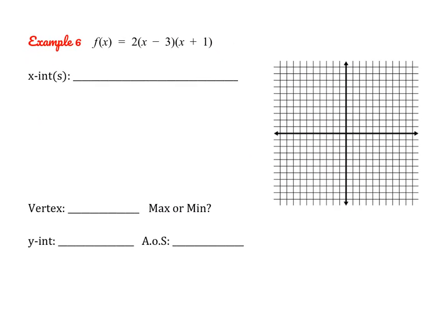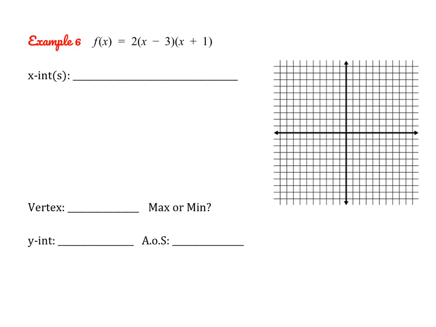All right, so here is our last example. We have another graph in intercept form. So we have 2 times x minus 3 times x plus 1. We can see our zeros are 3 and negative 1. Remember, it's always the opposite. So to write those as intercepts, it'd be 3, 0, notice positive 3, and then negative 1, 0. So those are our x-intercepts.